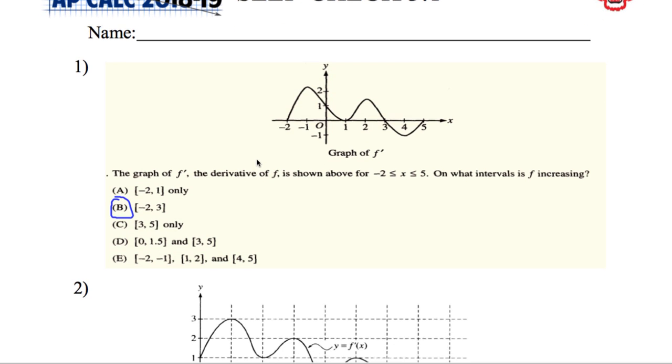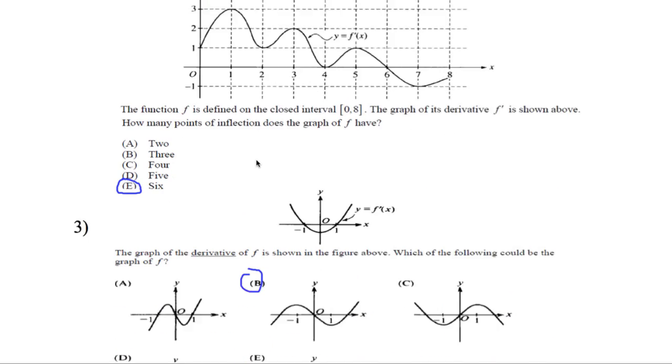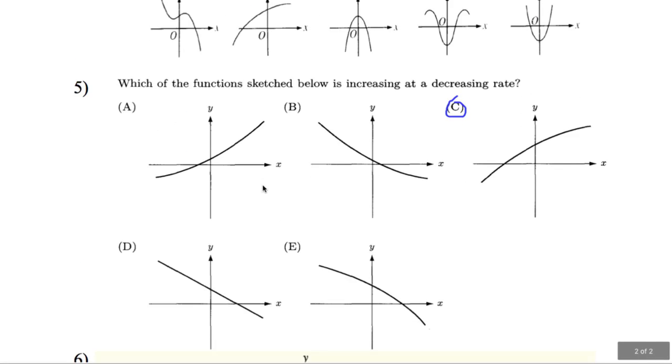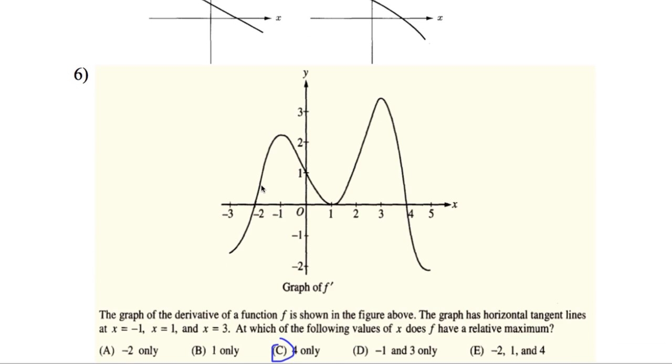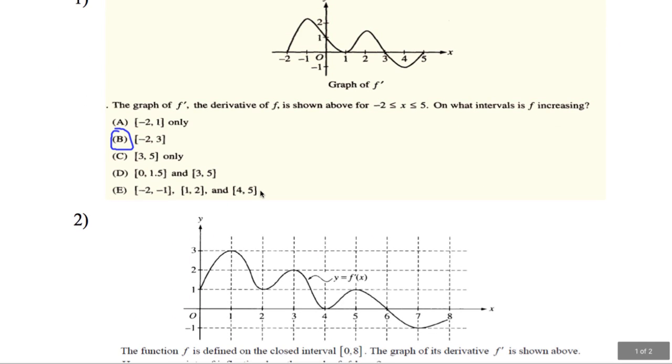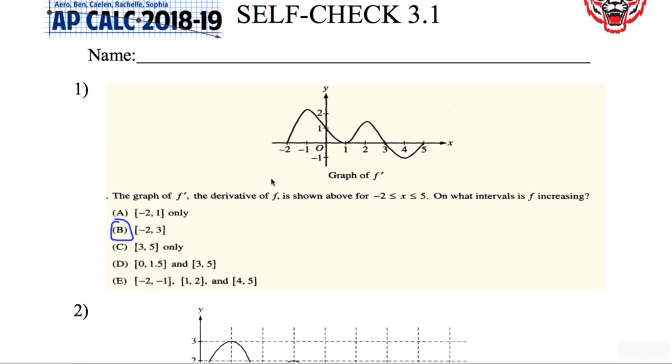So number 1 was B, number 2 was E, number 3 was B, number 4 was E, number 5 was C, and number 6 was C. So go ahead and feel free to move around the video as you see fit to learn how to do these problems. For number 1, we have a graph of f prime here, and it's shown on that interval.